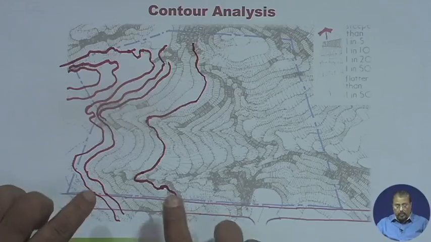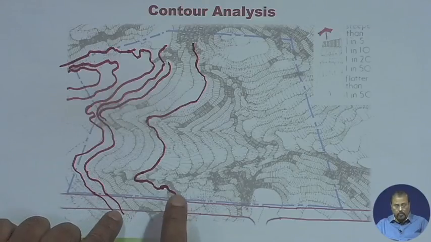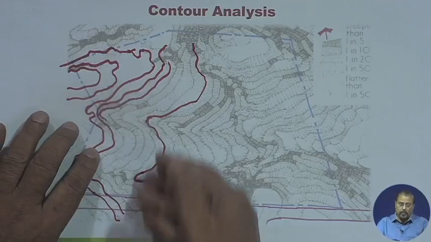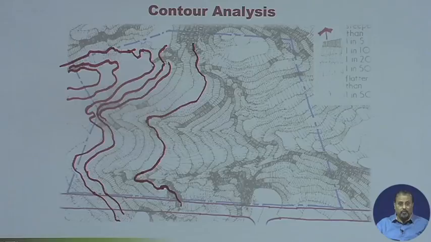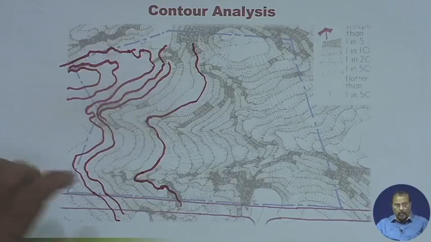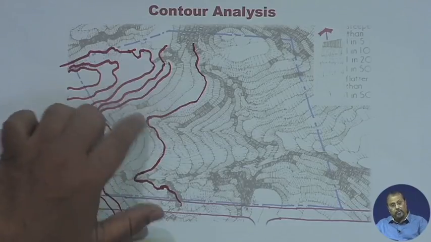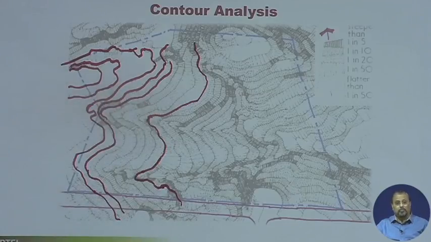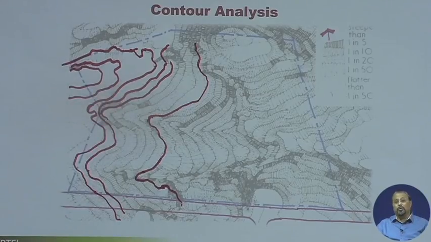Suppose in this drawing, take these two lines. If this is lower, then it is sloping in this direction. I think that is very clear. But if it is sloping in this direction, the curve is outward. If it is sloping in this direction, then the curve is inward. This is important to be noted.